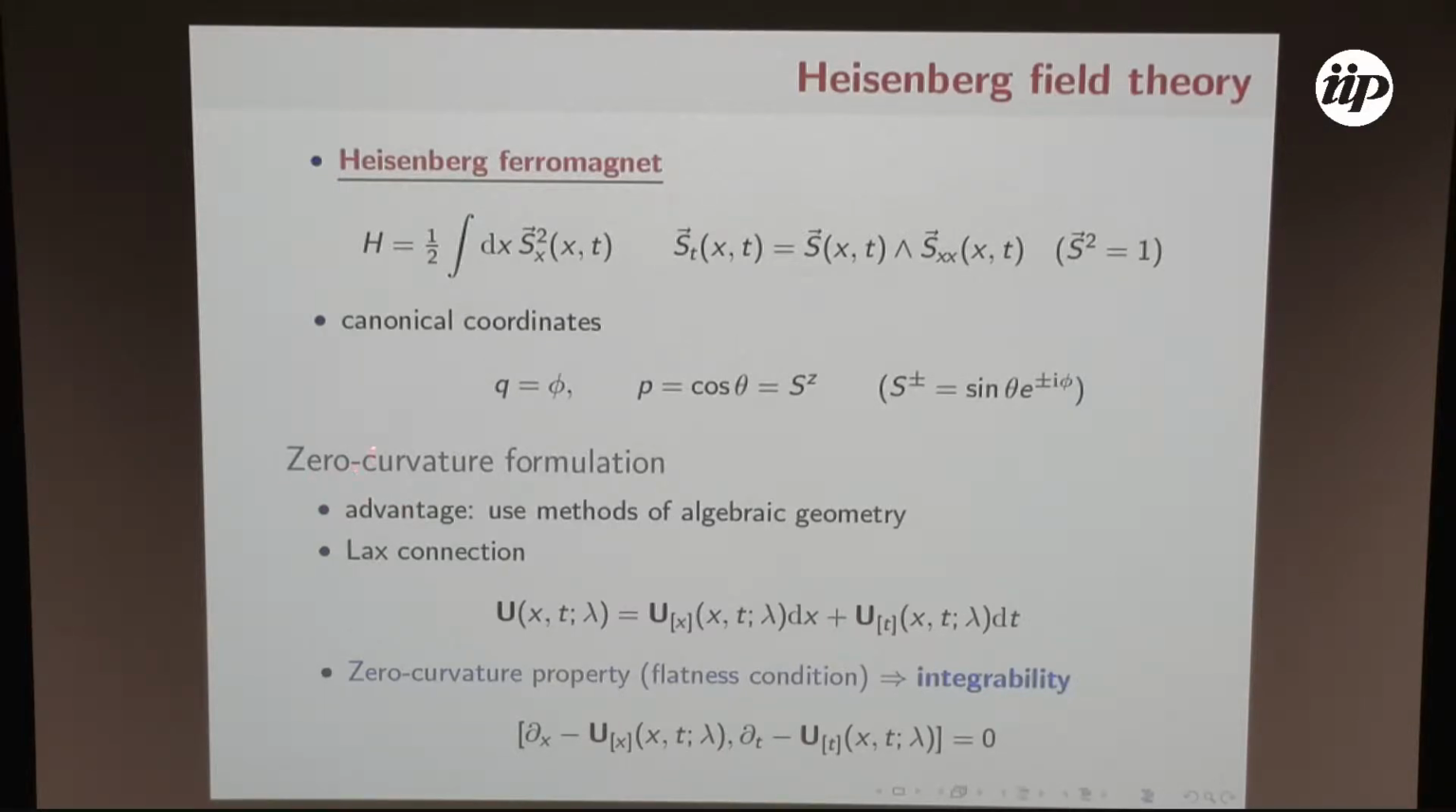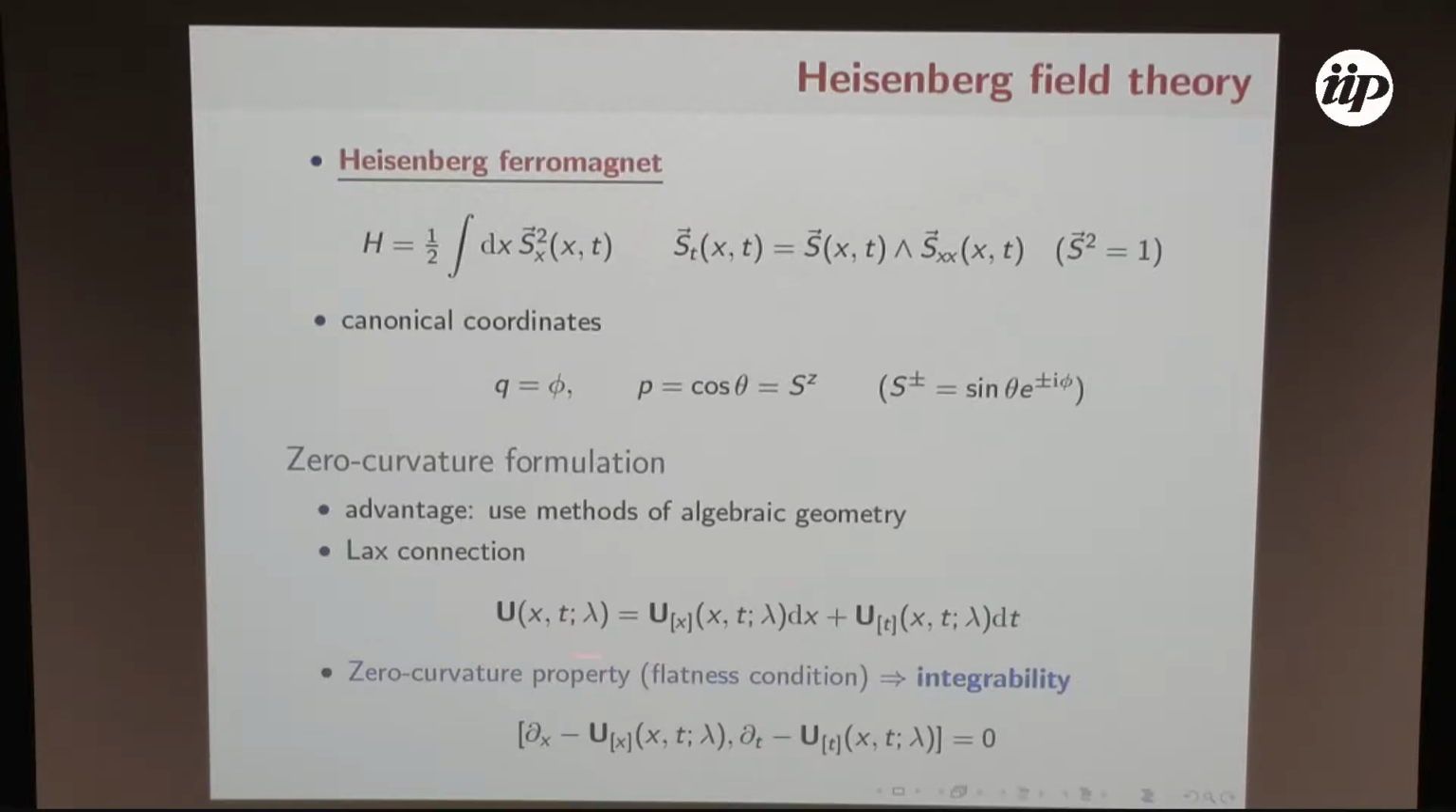Essentially, the idea is to encode the spin field, in my case, into an object called a connection. The connection, which I denote by U, will be some matrix which depends on space-time coordinates, and in addition on some complex parameter, which is called the spectral parameter. It has two components, the spatial component and the temporal component. The whole idea of having this connection available is that one can then use powerful methods of algebraic geometry to deal with this dynamical system. I will explain in the next slides how this works.